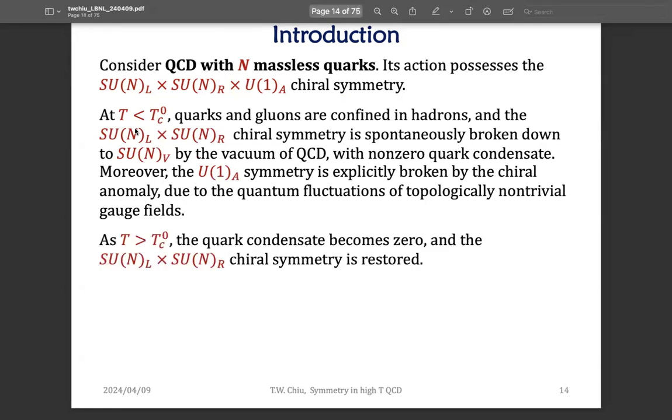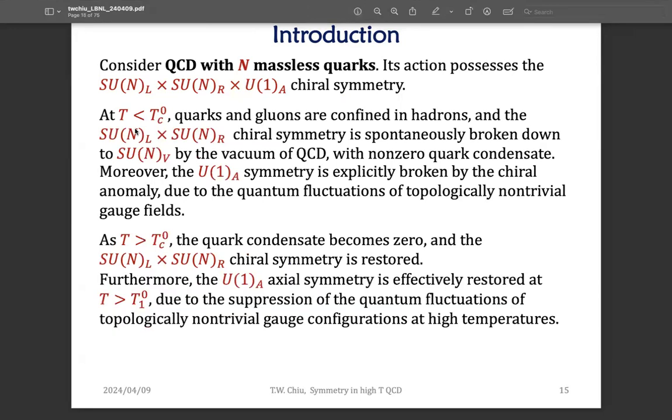Now, if I increase the temperature above some temperature Tc0, where the zero denotes massless quarks, the quark condensate becomes zero, and the chiral symmetry, at least the SU(N) x SU(N), is restored. The U_A(1) axial symmetry is also effectively restored, but at a temperature, say I call it T10, due to the suppression of the quantum fluctuations of the topologically non-trivial gauge configurations at high temperature.